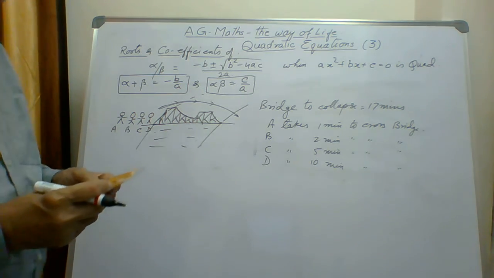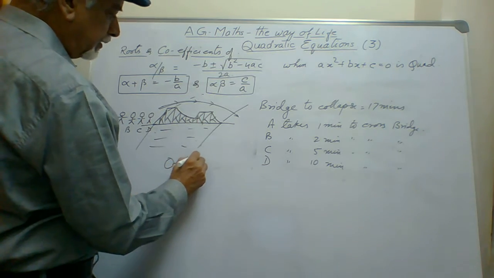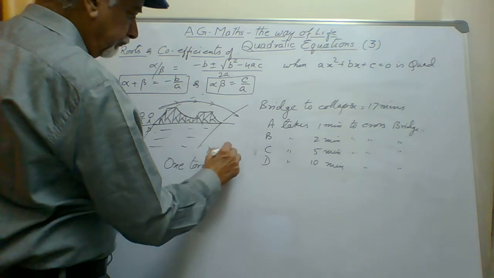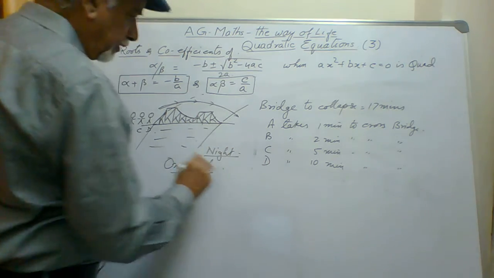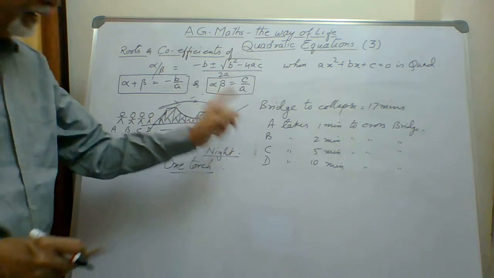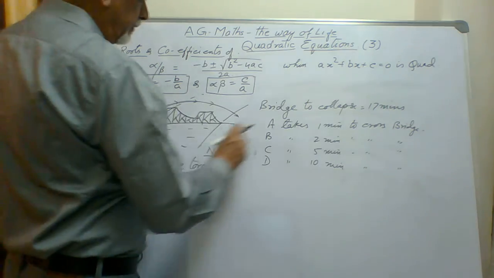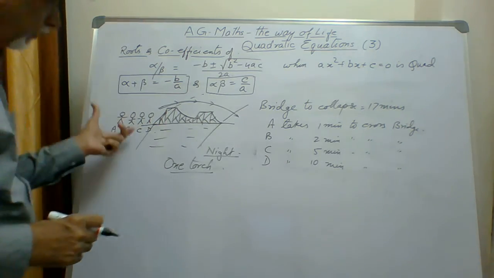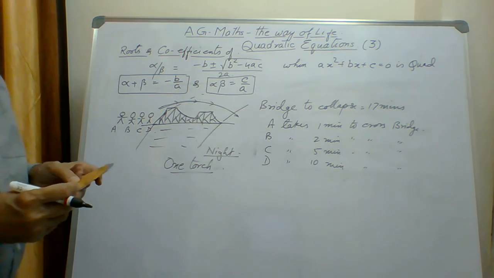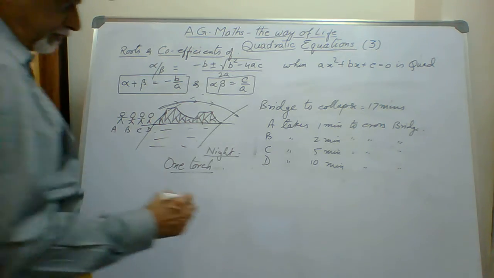It's a very dark night and there is only one torch available. These are the timings for each individual to cross the bridge. And the bridge is going to collapse in 17 minutes, after which nobody can cross. And all 4 have to reach the other side of the stream or the river. So how do they all cross the bridge before it collapses?